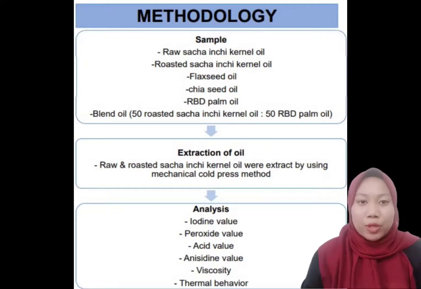There were 6 samples used as edible vegetable oil, which are raw sacha inci kernel oil, roasted sacha inci kernel oil, flaxseed oil, chia seed oil, RBD palm oil, and blend oil, which is roasted sacha inci mixed with the RBD palm oil at a ratio of 50-50. The extraction of raw and roasted sacha inci kernel oil was done using the mechanical cold press method, and the analyses conducted were iodine value, peroxide value, acid value, aniline value, viscosity, and thermal behavior.